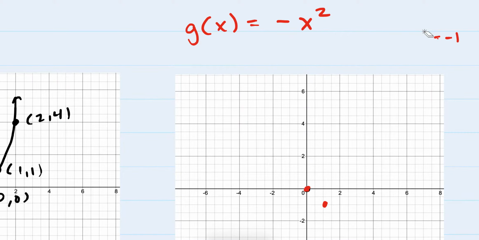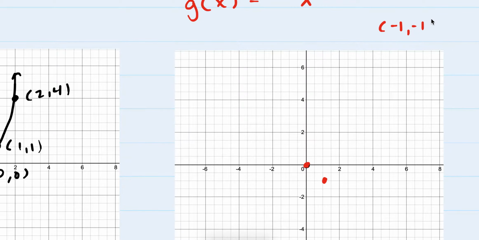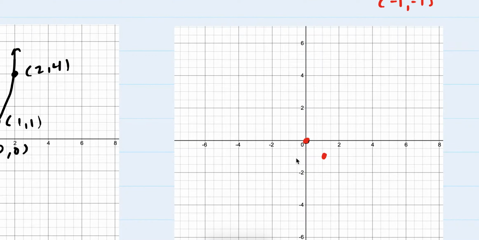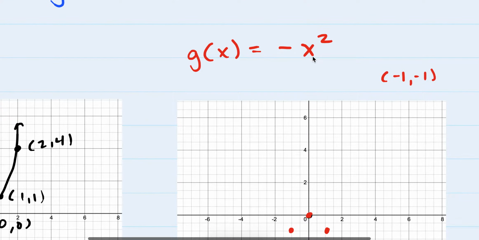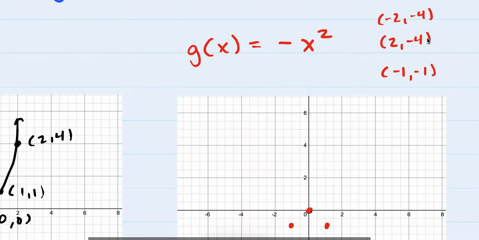If I plug in the value negative 1 into g, well, I'm going to square it, and it's going to give me a positive 1, and then I multiply it by a negative. So I'll get negative 1. So negative 1 will also go to negative 1. So I'll have this point right here. Plug in 2. 2 squared is 4. Multiply it by a negative. 2 goes to negative 4, and you'll see that negative 2 also goes to negative 4.